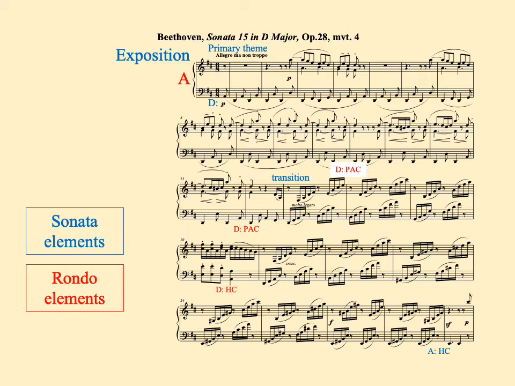It's in a major key, so think about major key relationships for our sonata form. The tonic is D, the dominant is A. The first thing we hear will be section A, and it'll be our primary theme in the key of D major. Here we go.